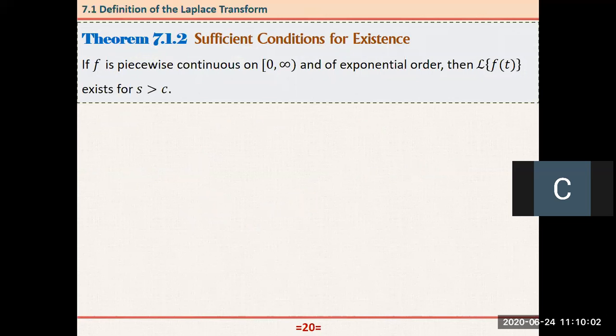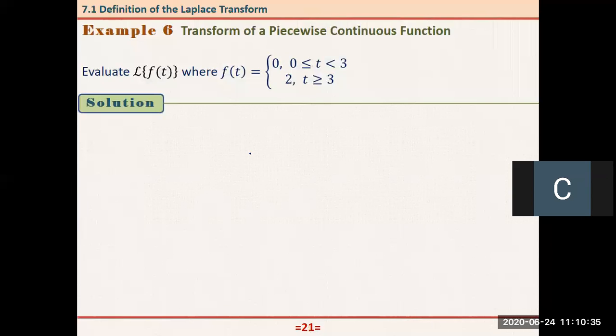Sufficient conditions for existence. We say that if f of t is piecewise continuous on this interval and of exponential order, now we know what we mean by exponential order, then the Laplace transform of f exists for s greater than c. So if it is piecewise continuous and of exponential order, then the Laplace transform exists. Now we may give a try to find its Laplace transform. I will omit this proof, and I may share it with you later.